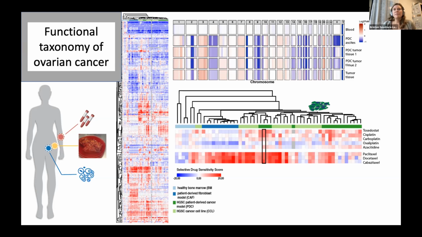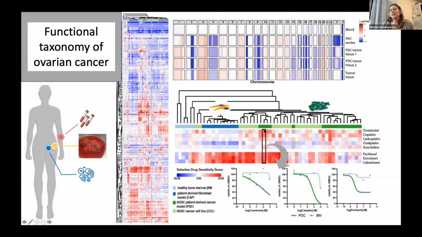And then we have the light blue, which is over here, showing healthy bone marrow response, and here is showing the actual fibroblast models that we've developed. There's less variation between the fibroblast models than between the patients themselves, as we've seen so far. And if we look at what this actually means, as I said, this is from the DSS score.